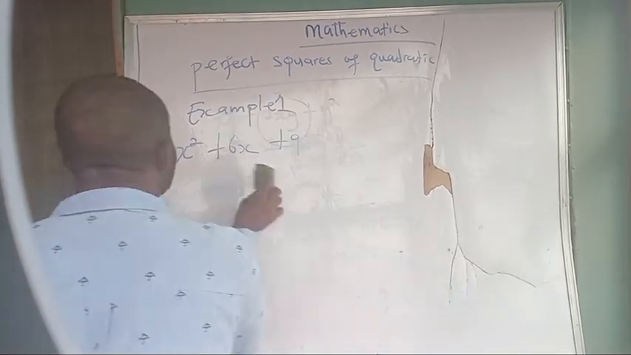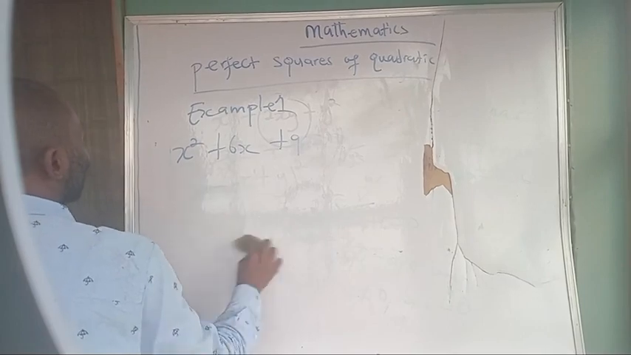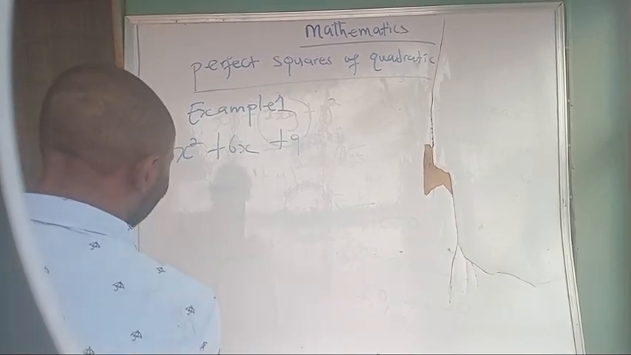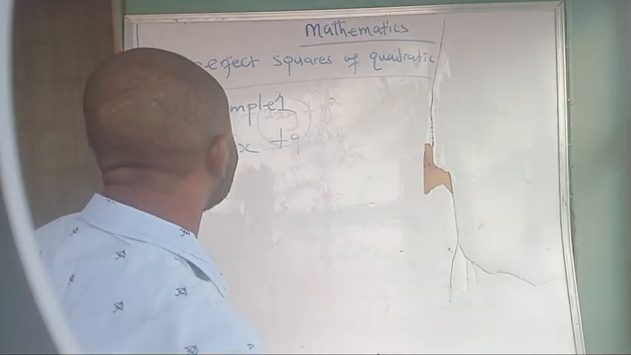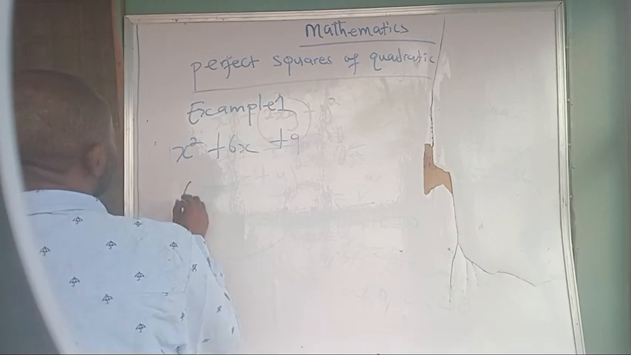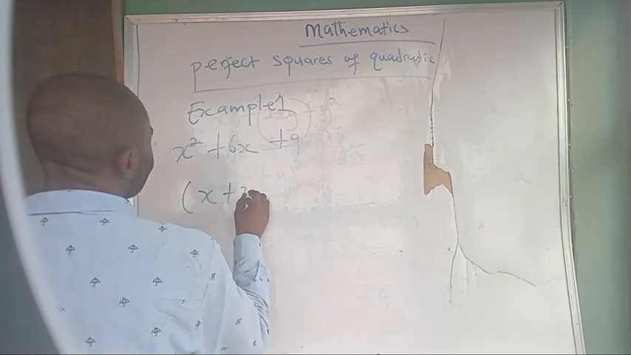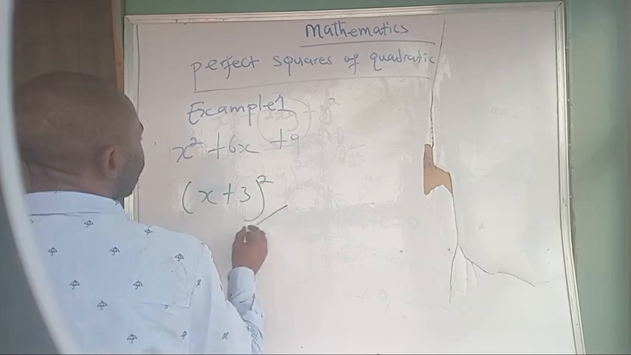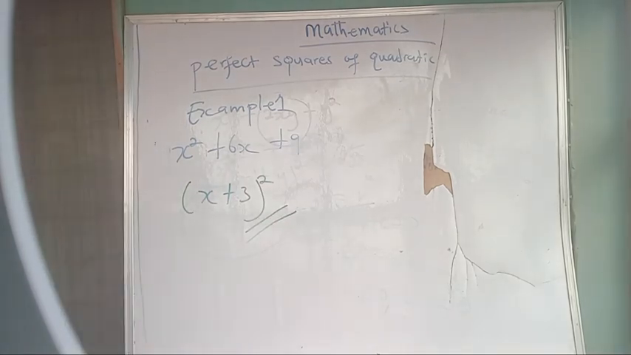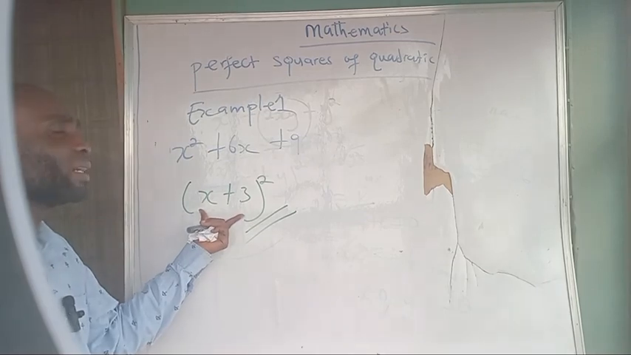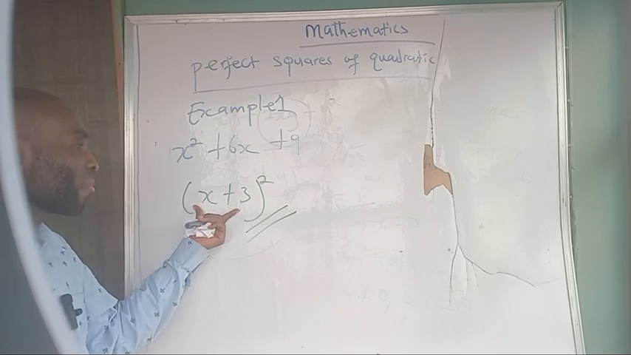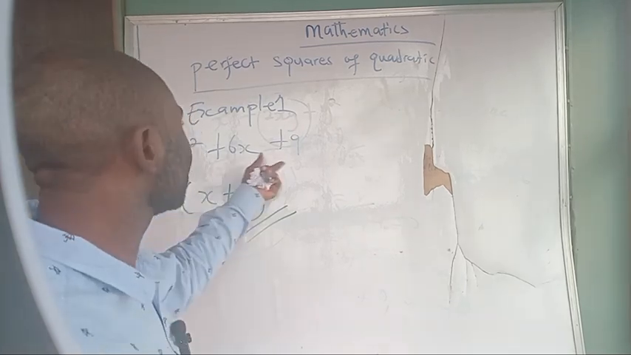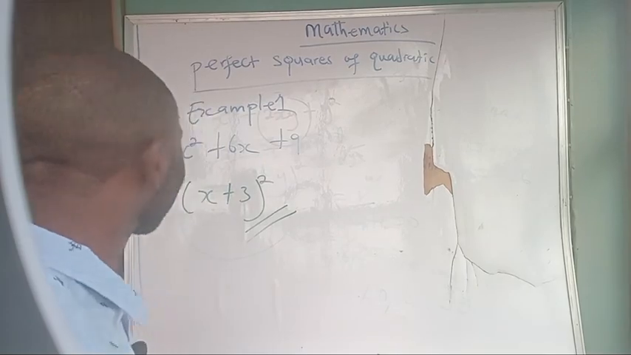Okay, so in solving a perfect square equation, this expression can be written in this form, that is (x + 3) all squared. This is just the answer, and this is what makes it a perfect square equation. That is, when you factorize this, you're going to get this. Let's try it.